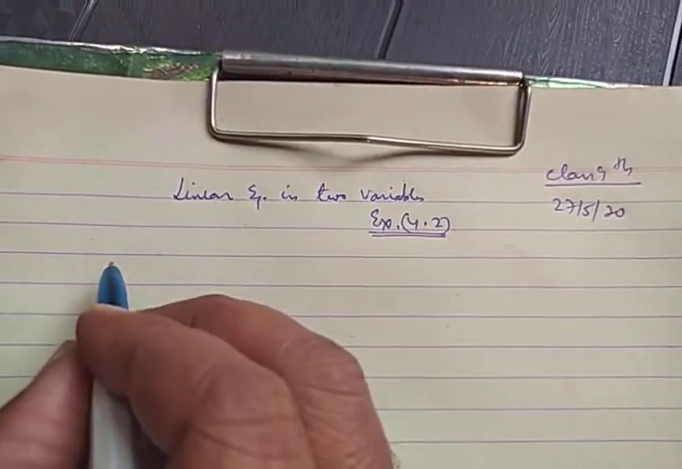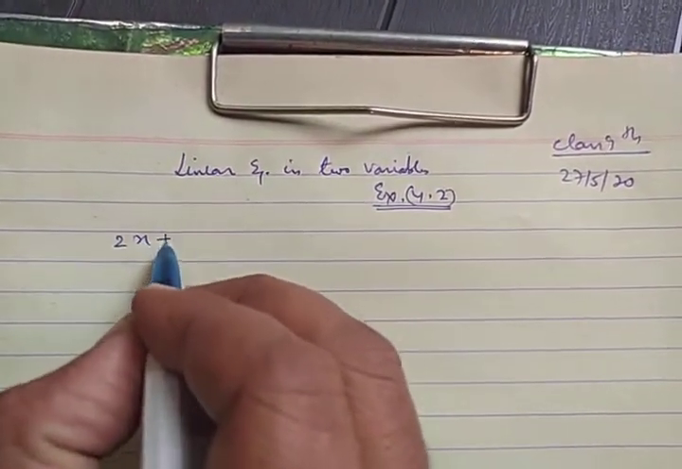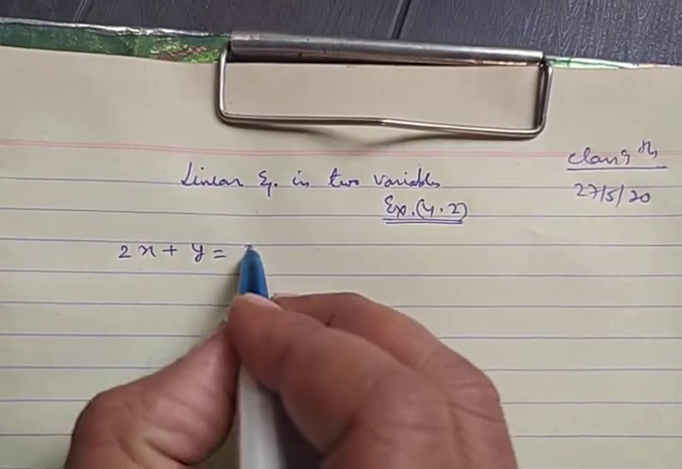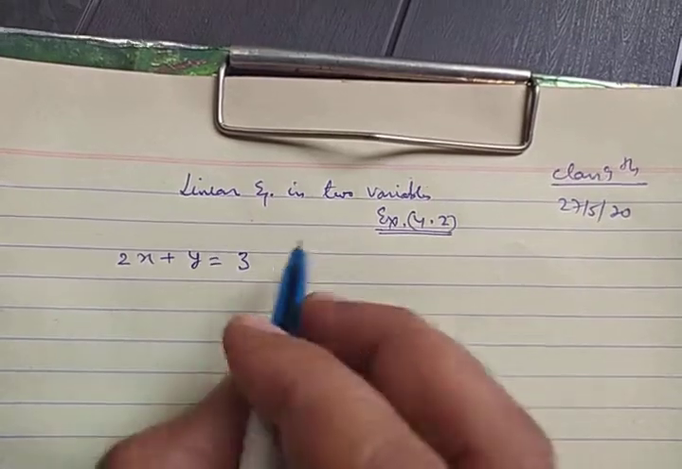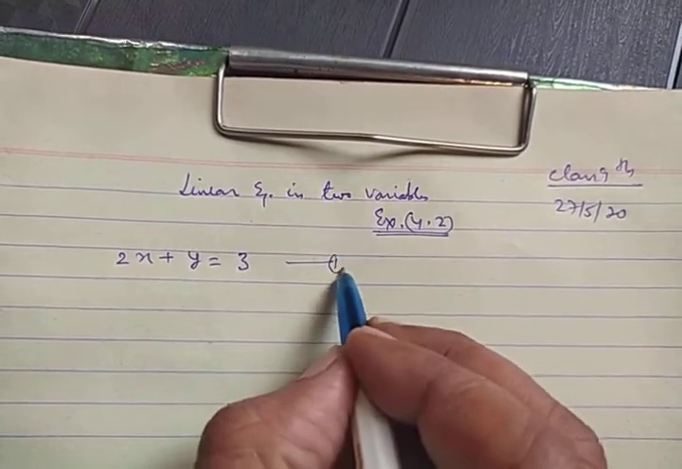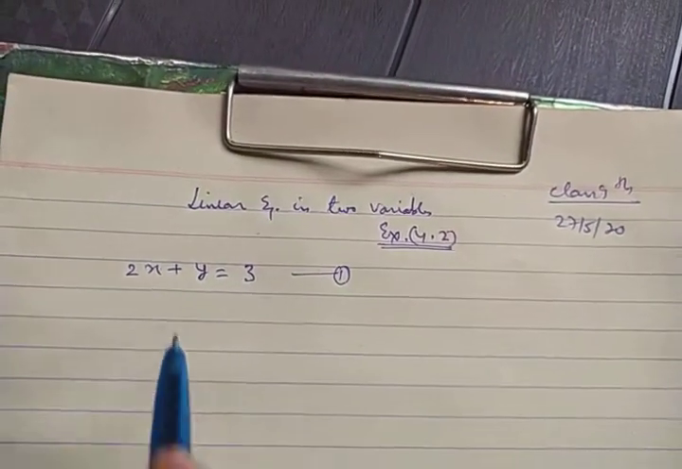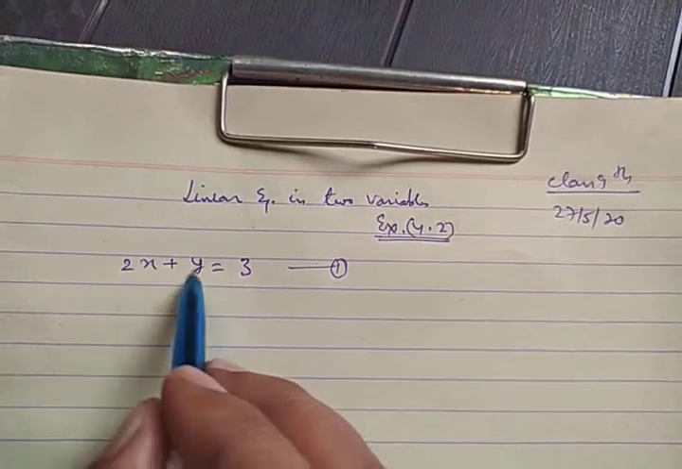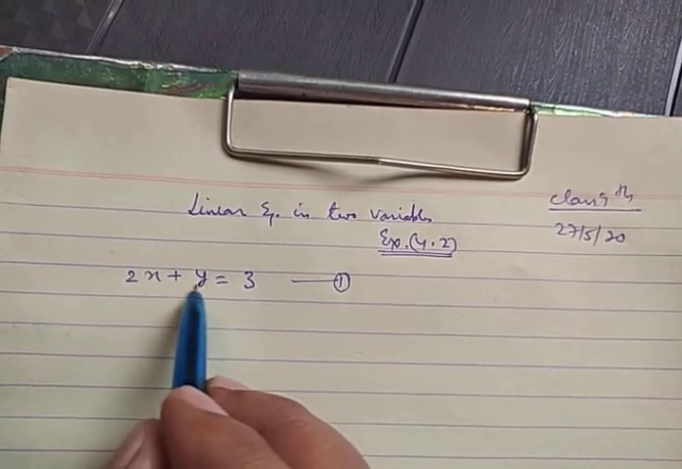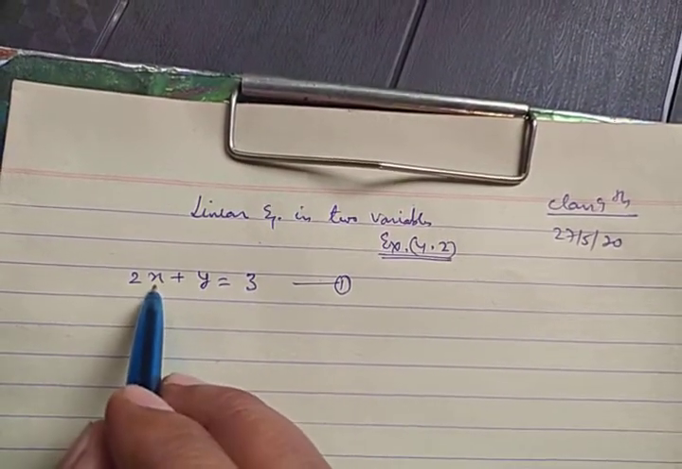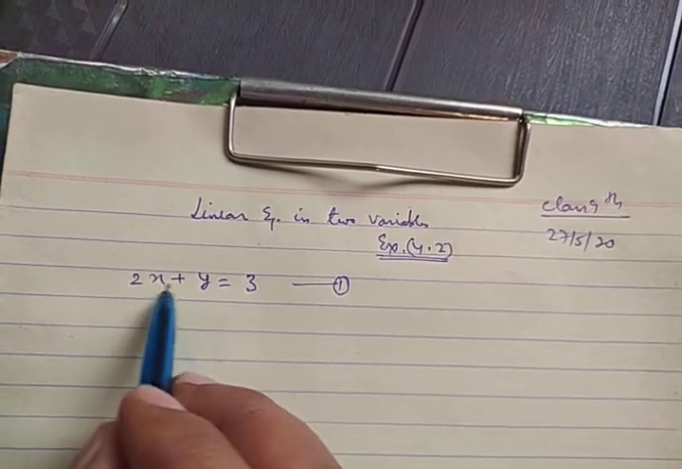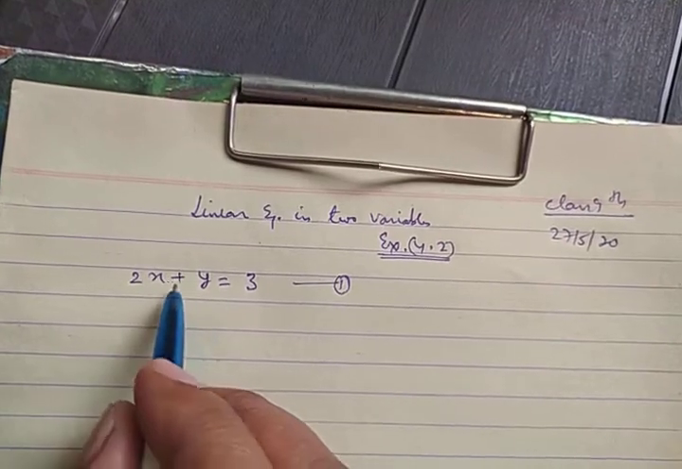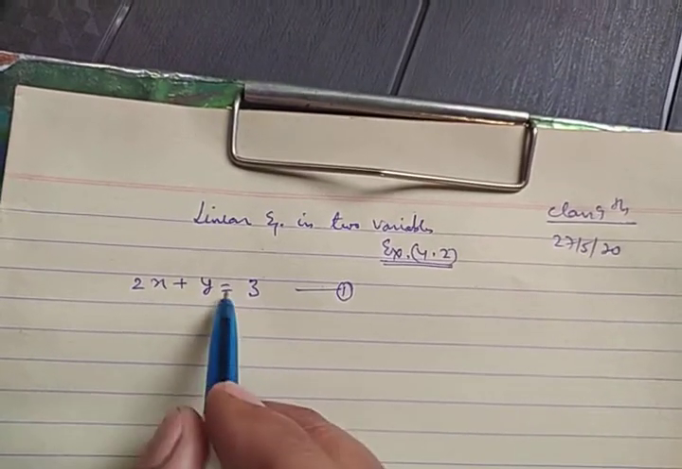I am just taking an equation 2x plus y is equal to 3. Suppose this is the equation given. What does the solution mean? This equation is having two variables. Solution of the equation means there would be values of x and y. There will be a set of values of x and y that will satisfy the equation.